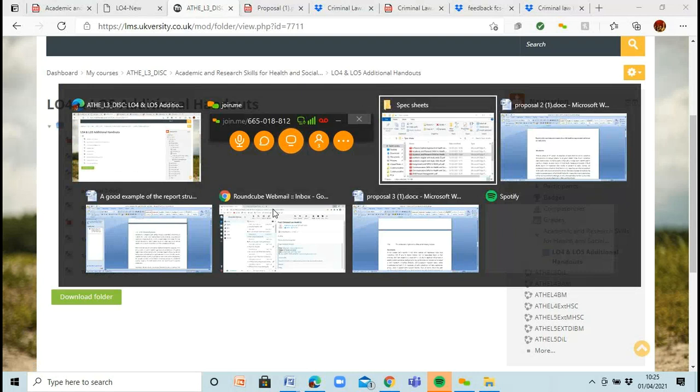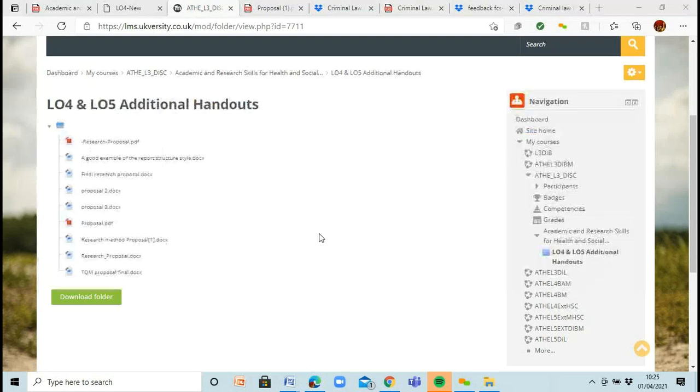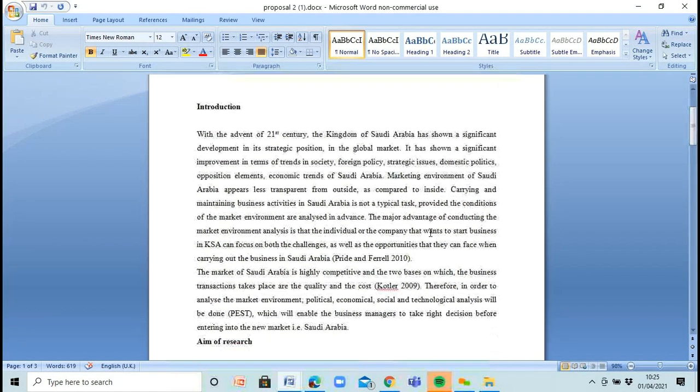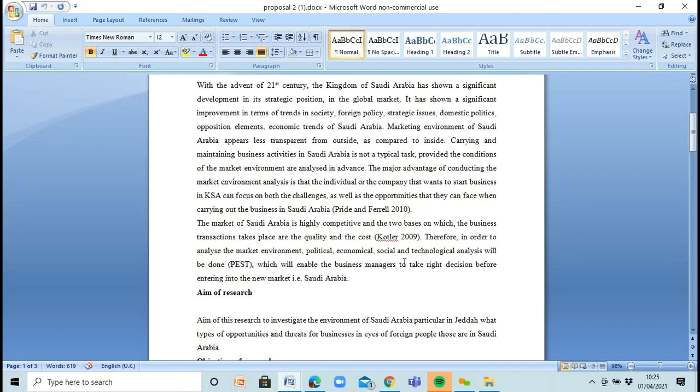Now, let's have a look at one of the proposals. This research project is about the analysis of the marketing environment, along with identifying opportunities and threats in Saudi Arabia. So they're analysing the market environment and looking at any opportunities and threats that might come towards the marketing environment of Saudi Arabia. They start off with an introduction, telling us what Saudi Arabia is and what position it has in the global market. And remember, this is a business-style one.